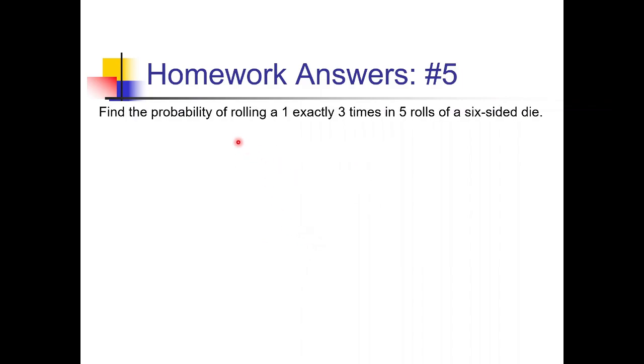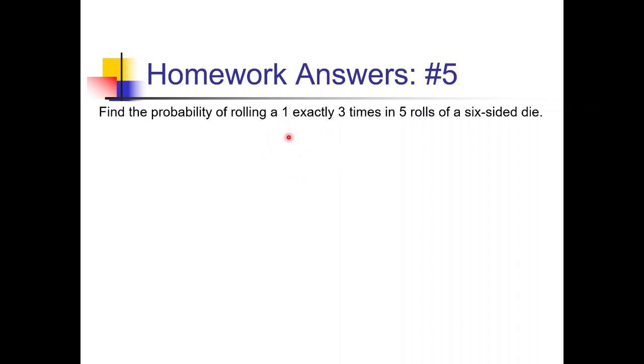For this one, they want us to find the probability of rolling a 1 exactly 3 times in 5 rolls of a 6-sided die. This is one of those binomial probability experiments. We've got n independent trials. Each dice roll is independent of the others. We've got 2 outcomes, success, which in this case means rolling a 1, and failure, which is rolling anything other than a 1. And we have the same probability of successes and failures each time. So we can use our binomial probability formula.